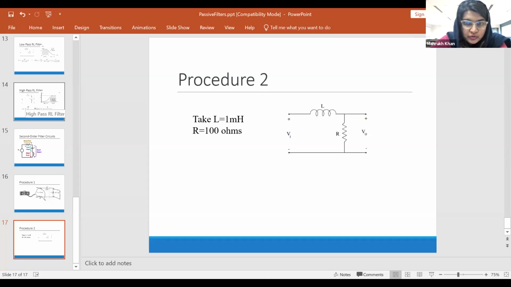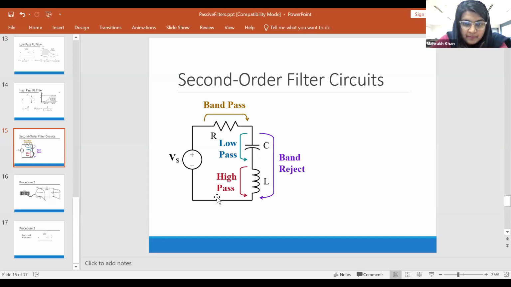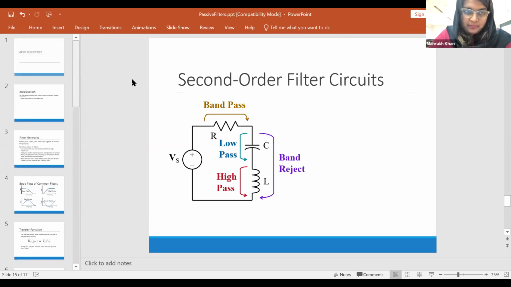So that's for today's experiment. Other than that, I just wanted to show you one more thing, which we are not doing. If you have second order filters, which have two energy storage elements, then if you measure the voltage across capacitor and inductor, it will become band reject. If you measure across only the resistor, it will become band pass. If you measure across the capacitor, it will become low pass. And if you measure across the inductor, it will become high pass. So in one second order filter circuit, you can get all types of filters. We of course are not doing that. I'm just introducing it, but we will be just doing low pass and high pass filters. Okay.